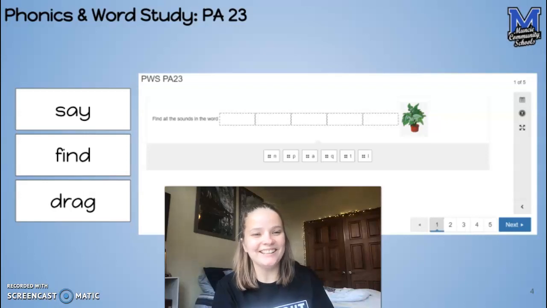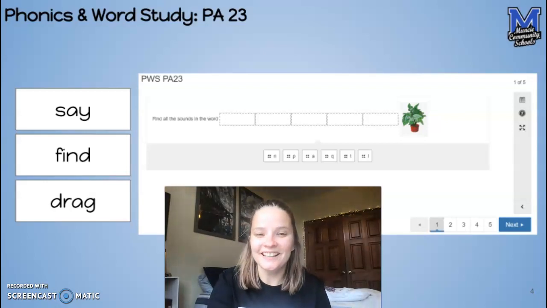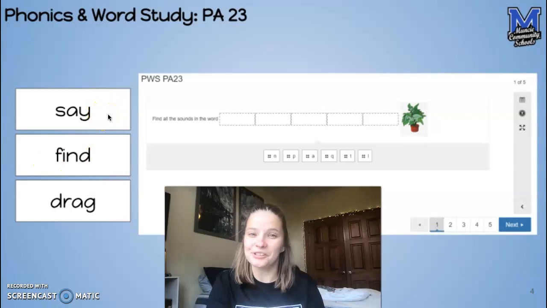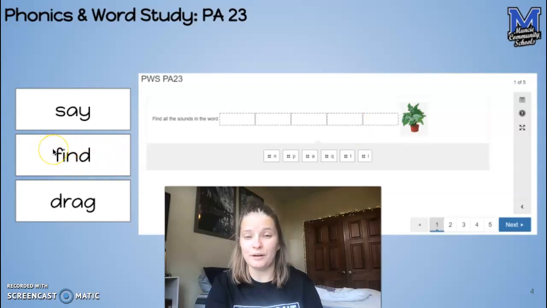Hi friends, today you worked on hearing and saying 4 or more sounds that are in a word. You're going to be on Schoology today and you need to say the picture. So right here is a picture of a plant. I need to find the parts of the word and then we'll drag them in the right order in these spaces.